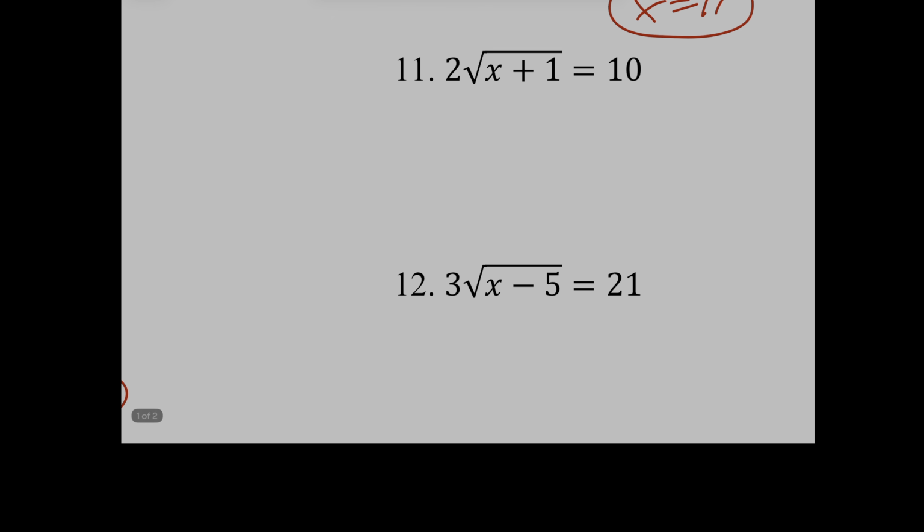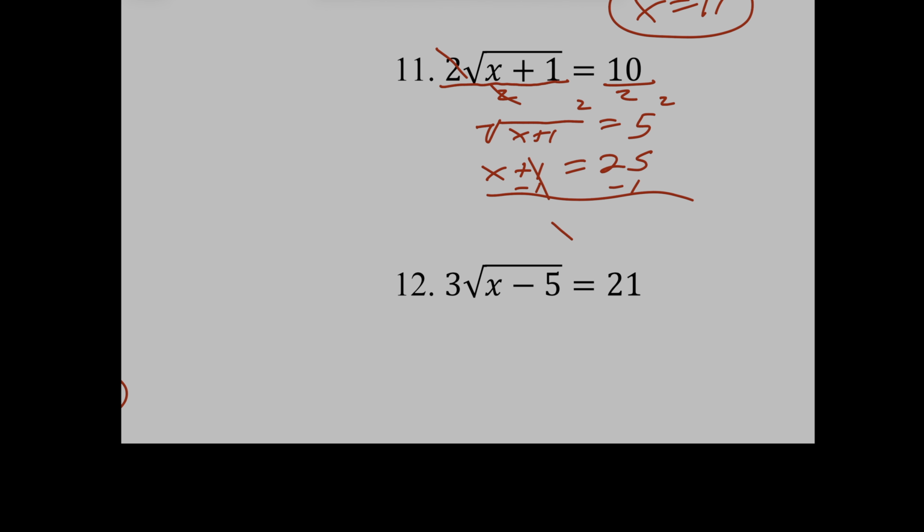Now let's look at number 11. I've got a 2 right here that's not inside the square root. So I can't go to that step right now. I can't square both sides because of that 2. But that 2 out in front means 2 times the expression, so I am allowed to divide by 2. And when I do that, I'm going to get square root of x plus 1 equals 5. Now I can square both sides. I'm going to get x plus 1 equals 25, and then I just subtract my 1's, and I just do normal solving equations. I'm going to get 24.